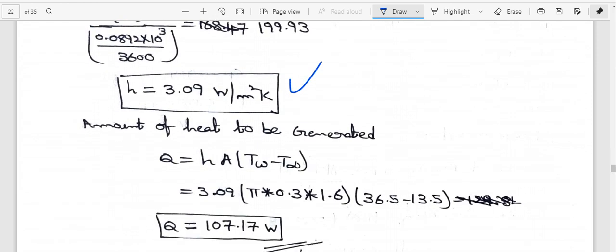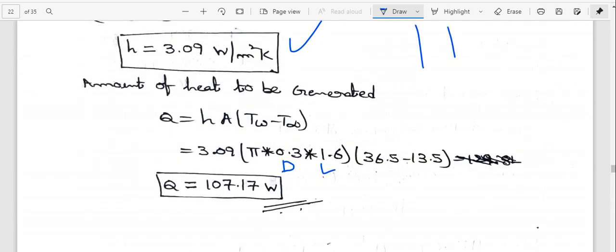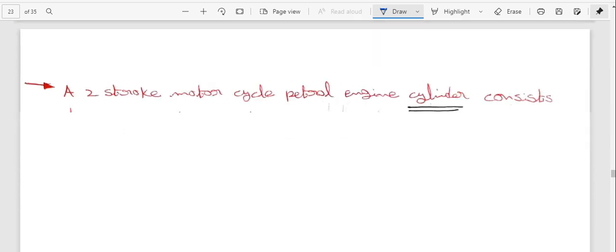Finally, the amount of heat to be generated. So here Q equal to hA delta T. This is a cylindrical object, that's why I am considering the pi dL value, pi d into L. Okay, this is the Q value.